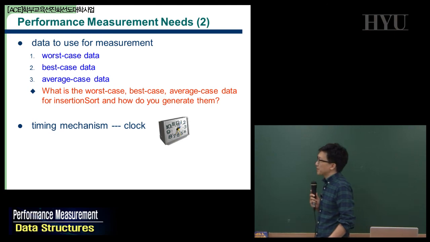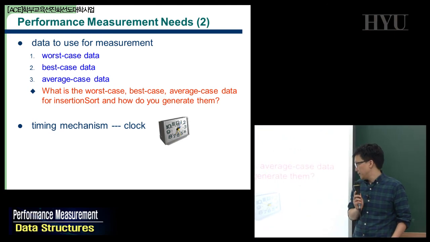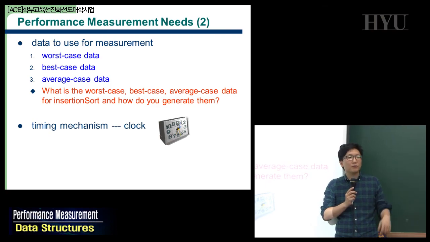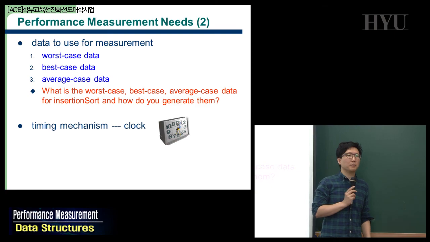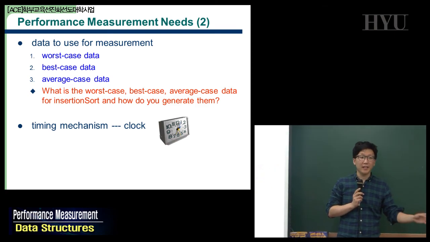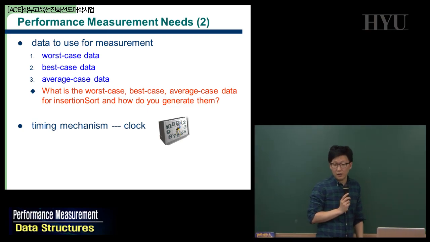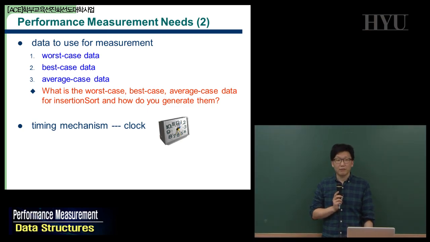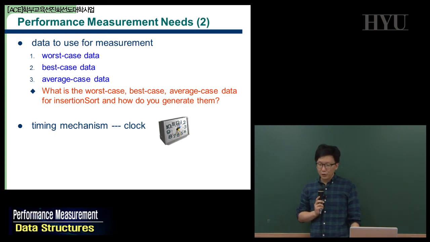What is worst case, best case, average case data for insertion sort, and how do you generate them? Like I say, maybe you try to use insertion sort on a completely disordered data set where nothing is sorted. The best case is when everything is sorted. For the average case, you try many different data sets to see. How do you do this?